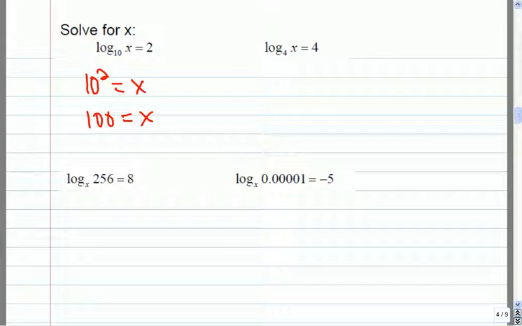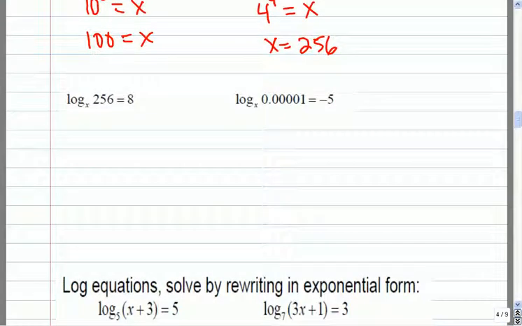What do you think? What's the second one going to be? 256. It's going to be 256. So again, it would be rewritten. So x equals 256. Okay. What about log base x of 256 equals 8?